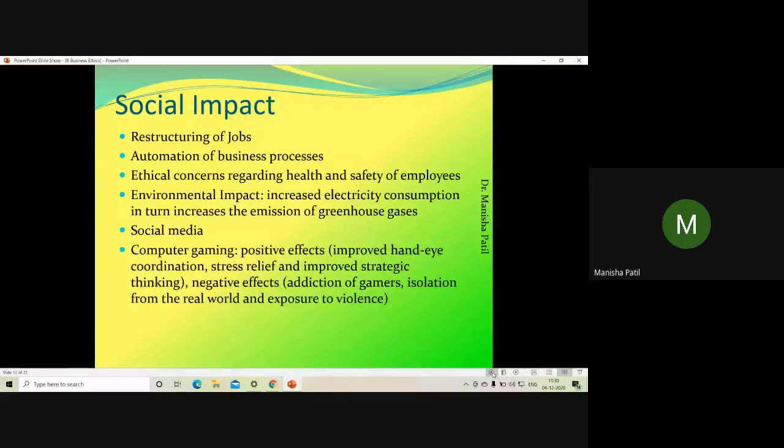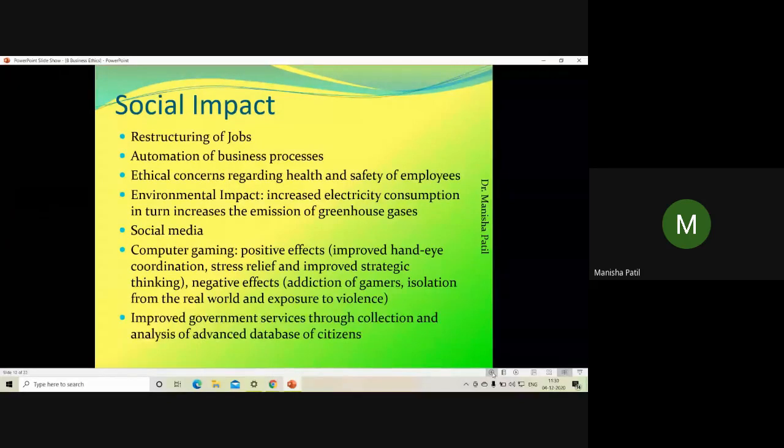The next one is computer gaming. There are both positive and negative effects of computer gaming. The positive effects are improved hand-eye coordination, stress relief, and improved strategic thinking. The negative effects are addiction to games, isolation from the real world, and exposure to violence.